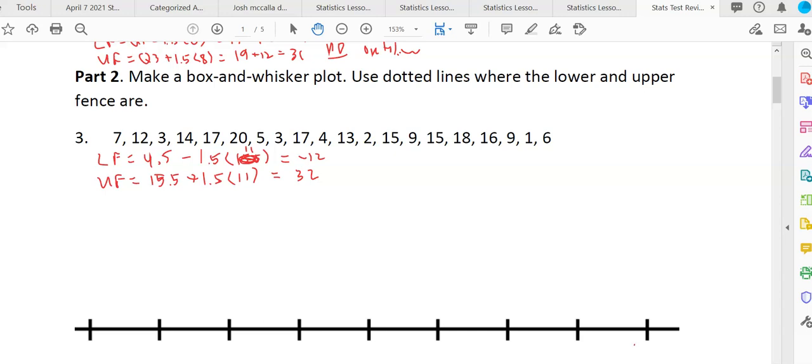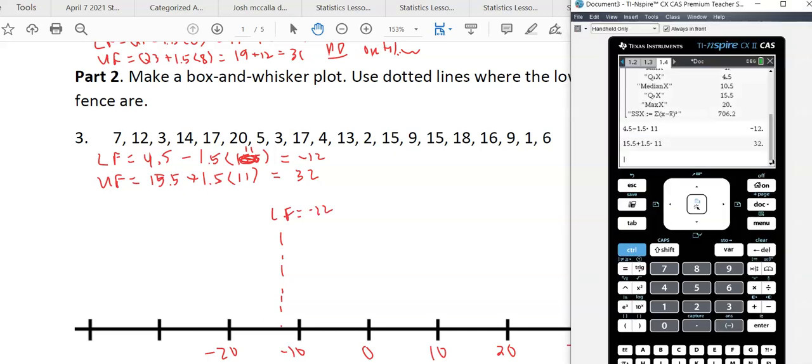So let's just do 40, 30, 20, 10, 0, negative 10, negative 20. Okay, so the upper fence is at 32. The lower fence is at negative 12. Let's see the 5-number summary. Let's get back there and look at it.